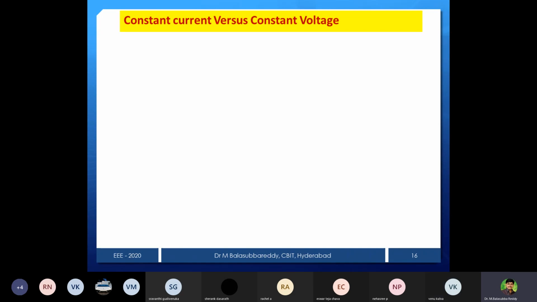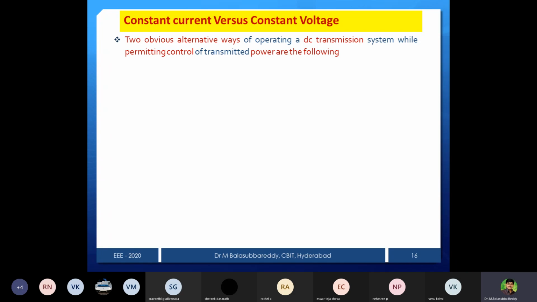Visible, sir. Okay, we'll see today constant current versus constant voltage control. Normally the rectifier side will be constant current and the inverter side constant voltage. That is the actual strategy; anyhow, that will come later in classes also. And you can see two obvious alternative ways of operating a DC transmission system, control of the transmitted power at each follows.